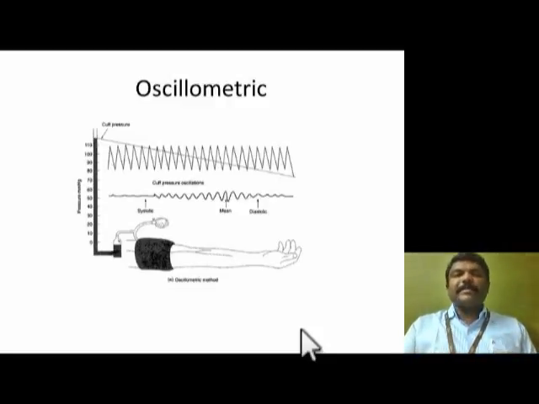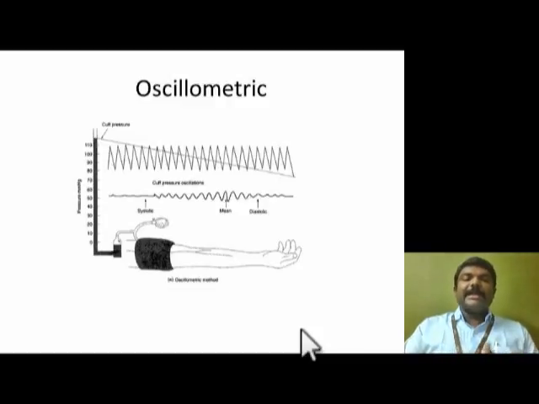Exactly the same thing will happen in the artery when it is closed and slightly opens. There will be a small vibration because of the turbulent blood flow. If you can capture that vibration, the start of the vibration is the systolic pressure, and when this vibration oscillation stops, that is the diastolic pressure.